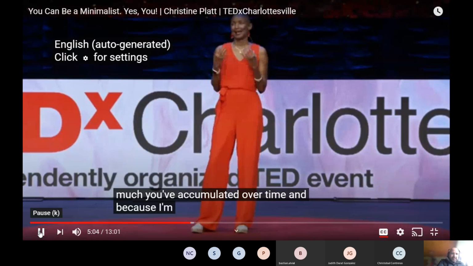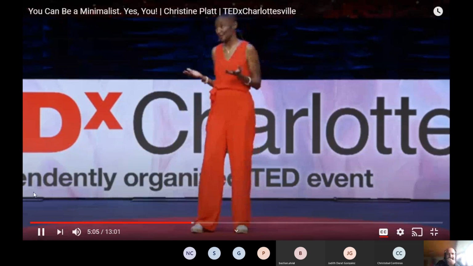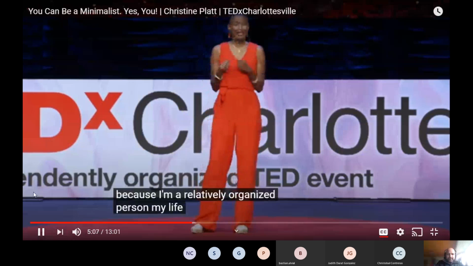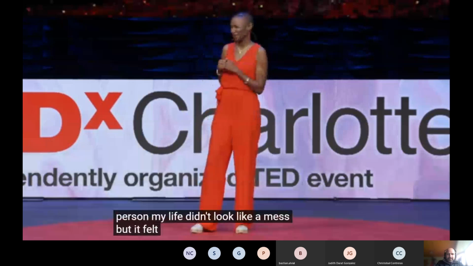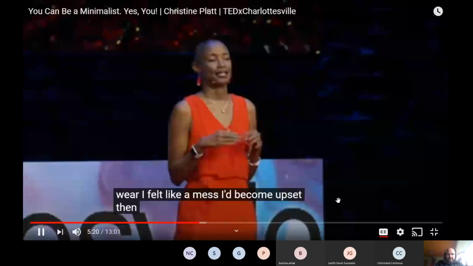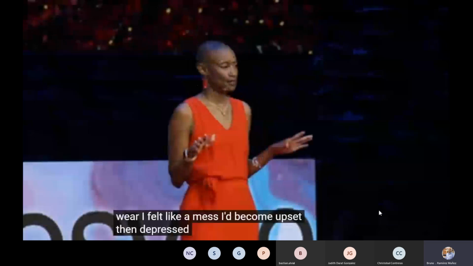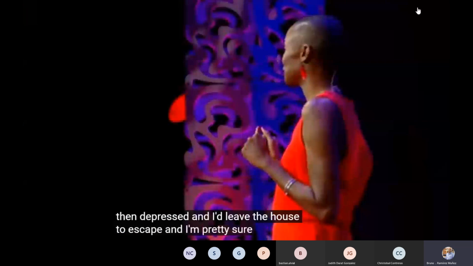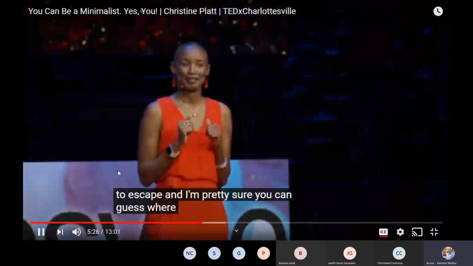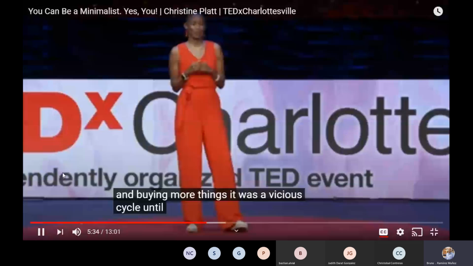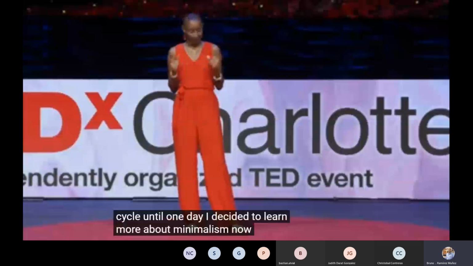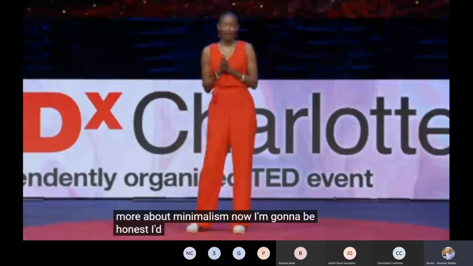I'm a relatively organized person. My life didn't look like a mess, but it felt like a mess. And whenever I couldn't find what I needed to wear among all those things that I didn't wear, I felt like a mess. I'd become upset, then depressed, and I'd leave the house to escape, and I'm pretty sure you can guess where I'd end up. Finding a sale and buying more things. It was a vicious cycle until one day I decided to learn more about minimalism. Now, I'm going to be honest. I'd always associated.